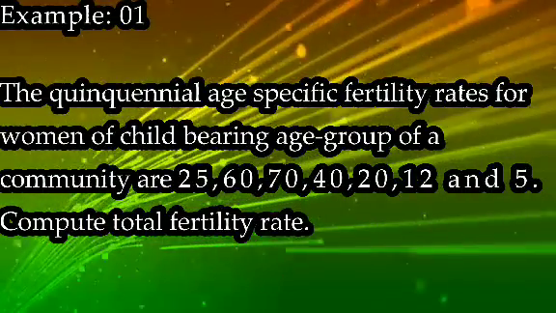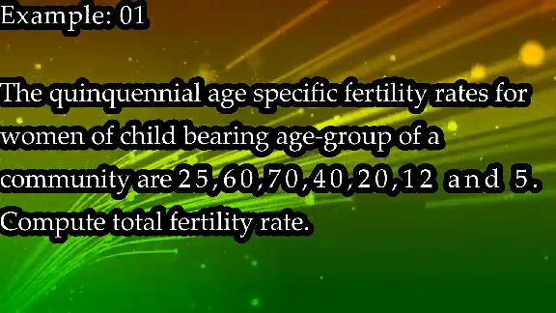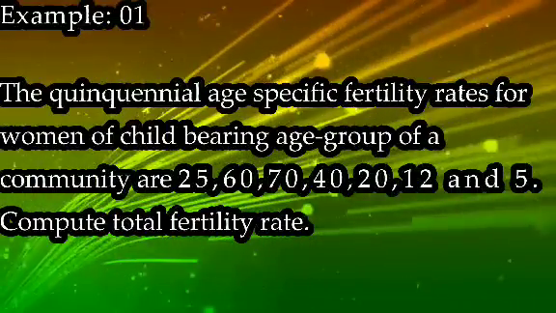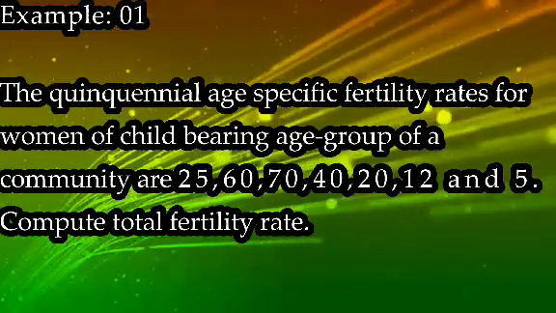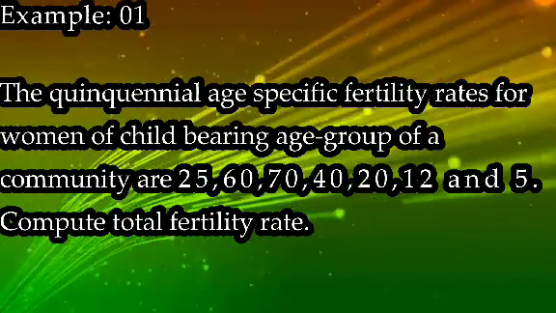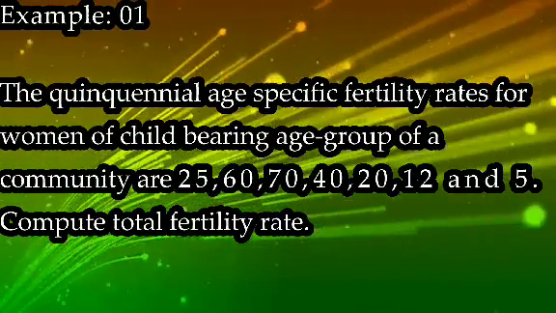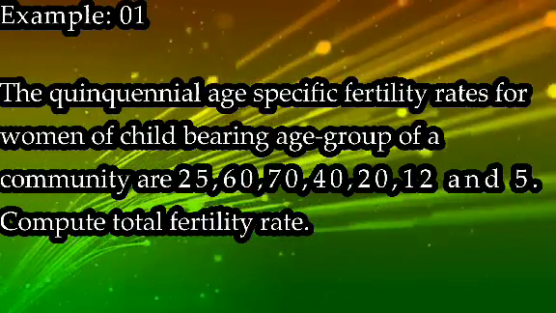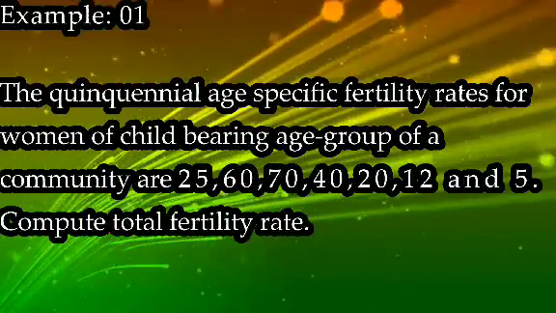As we all know that there are two different formulas of computing TFR. One is when the width is 5, then 5 into sum of ASFR will give you TFR. The other formula is when the width is not equal to 5, the total of ASFR will give you TFR. Here the word quinquennial is given. Quinquennial means the difference between the age groups, or the width of the class, is 5. Since it is quinquennial ASFR, the difference is 5.